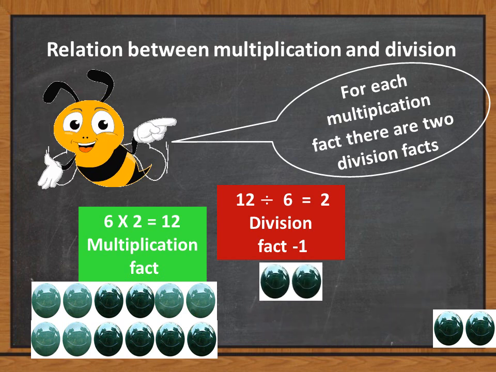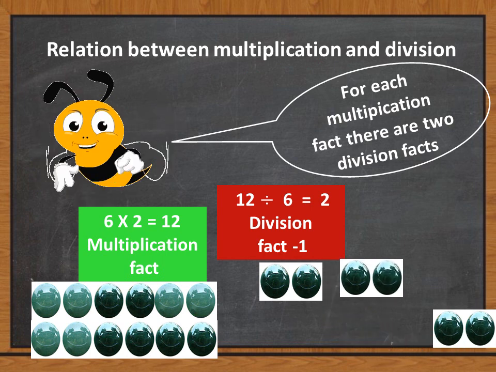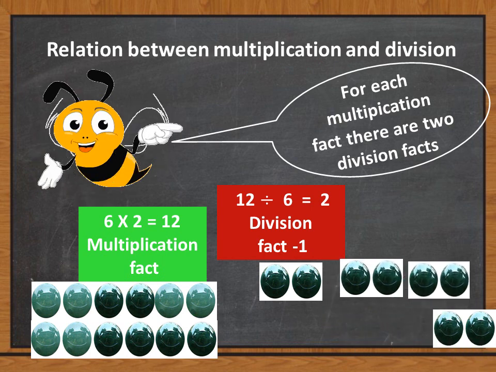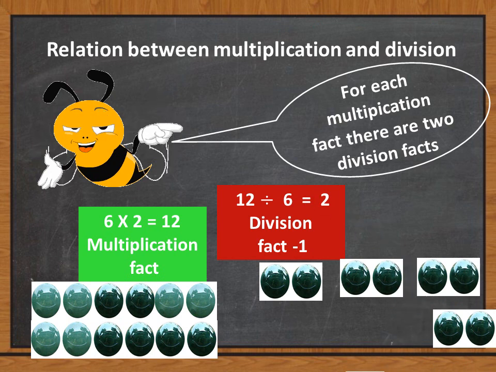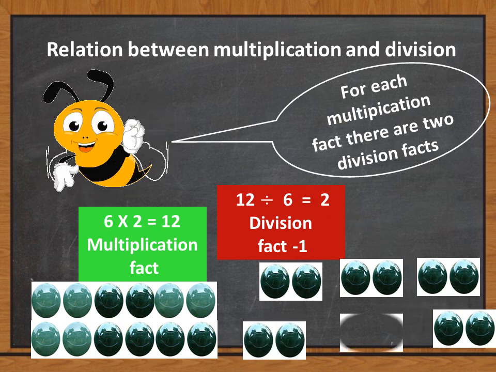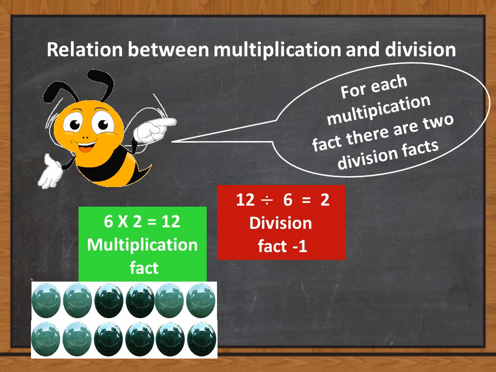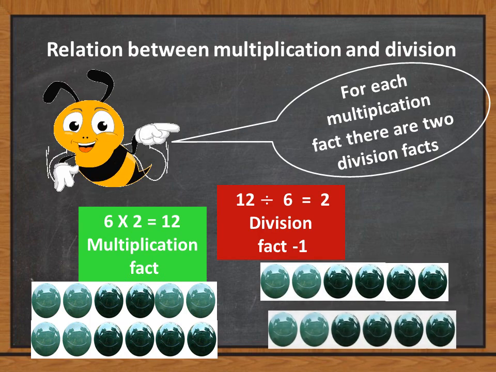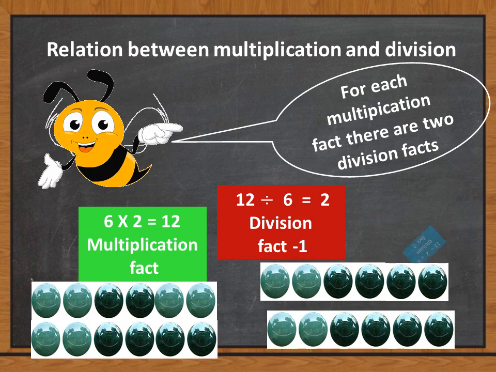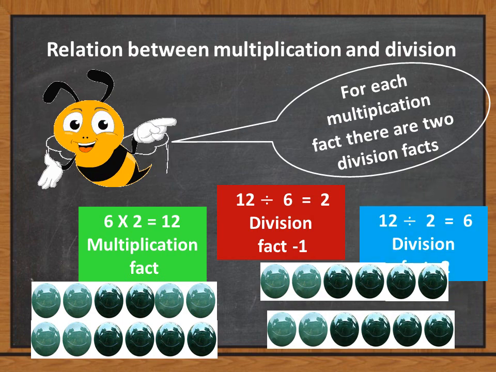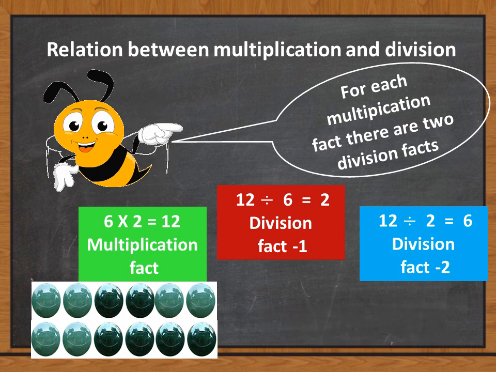Now this can be written as, these 12 beads can be divided into 6 groups, as each group can get 2 beads. This is division fact 1. Again, these 12 beads can be divided into 2 groups, so that each group has 6 beads. That is nothing but 12 divided by 2, that equals to 6. This is division fact 2. From this we can say clearly, for each multiplication fact, we have two division facts.